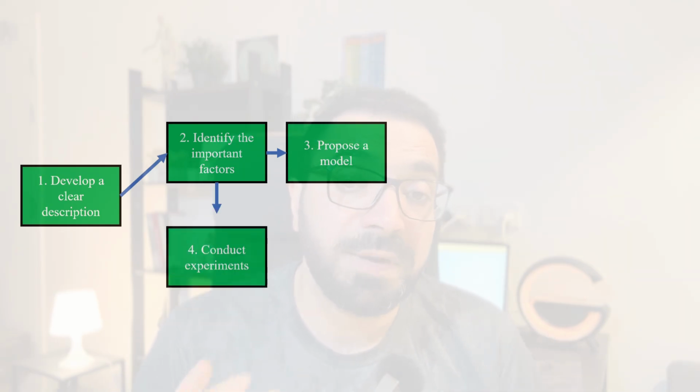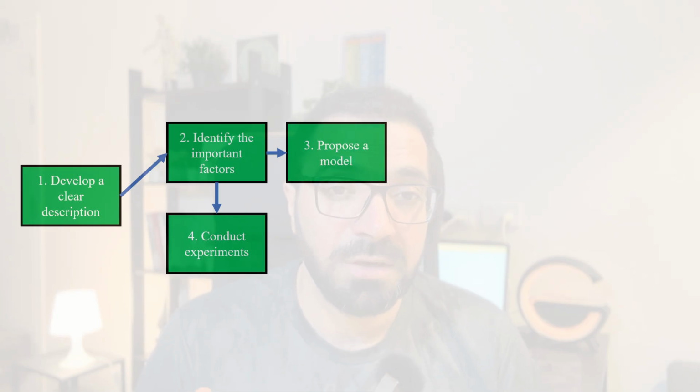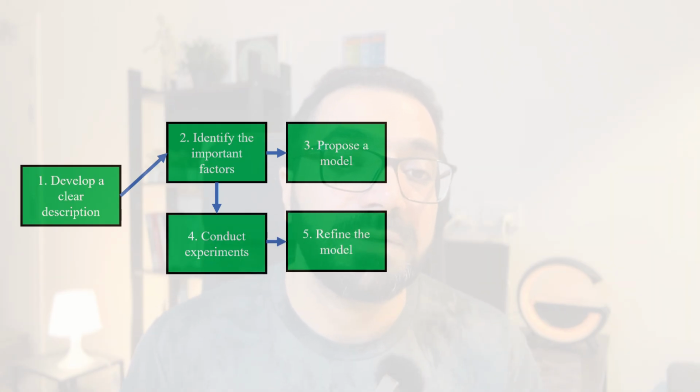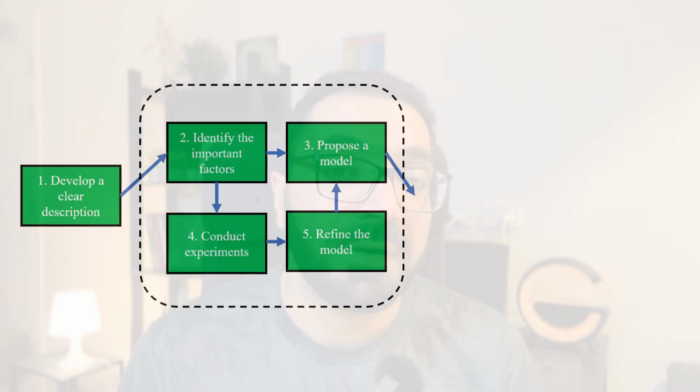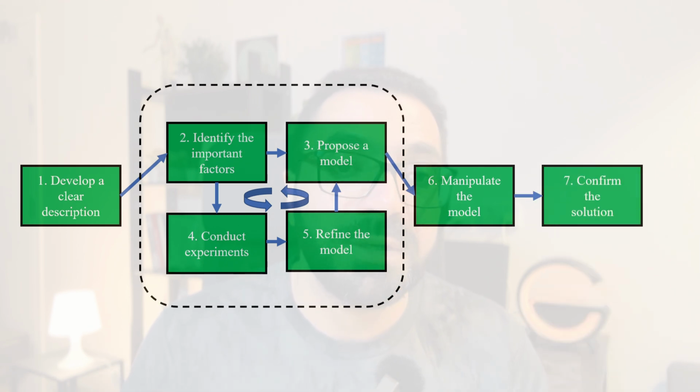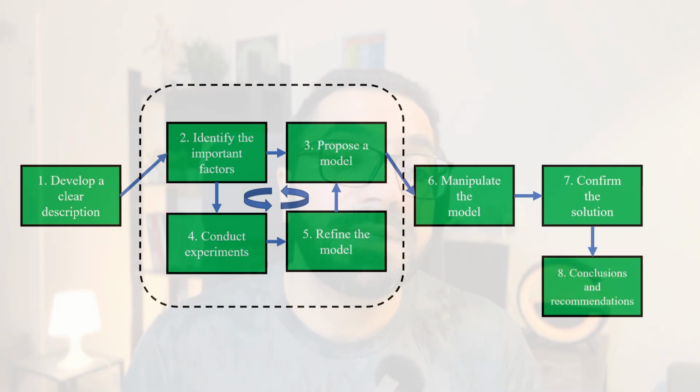4. Conduct appropriate experiments and collect data to test and validate the tentative model or conclusions. 5. Refine the model based on the observed data. 6. Manipulate the model to assist in developing a solution to the problem. 7. Conduct an experiment to confirm that the proposed solution is effective and efficient. And finally, 8. Draw conclusions and make recommendations based on the solution.